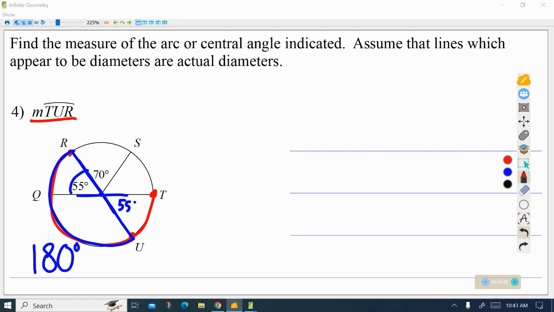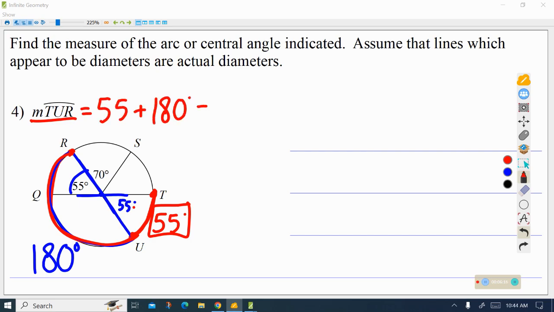But if I want to get this whole arc TUR, because this central angle is 55, that means this arc TU is also 55. Therefore, to get TUR, I add up this part, TU, that's 55, and then the other 180 degrees to finish. So this is going to be 55 plus 180, and if you add those two up, you get 235. Okay, so again, that's for number 4.